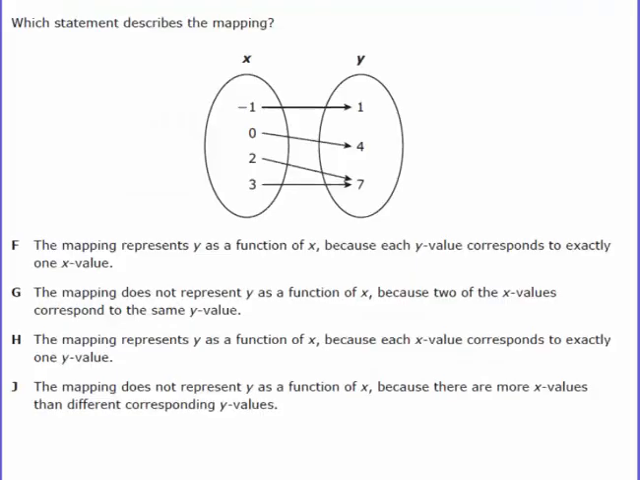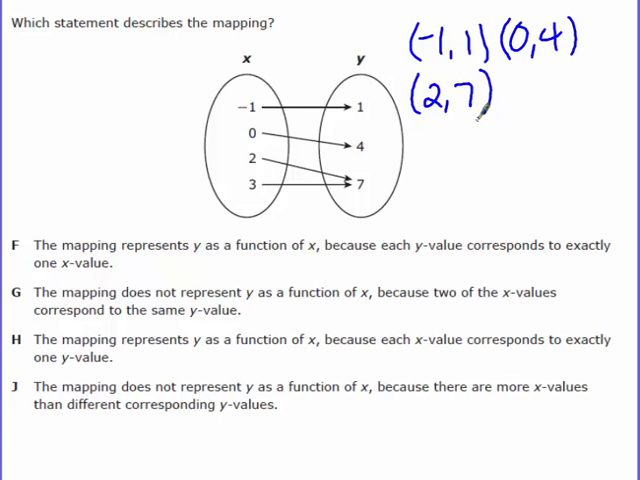Okay, now we've got one other one here that it's a little bit tougher to determine whether or not it's a function. Okay, and that's when they use something called a mapping. So a lot of times in a mapping, it helps us to actually write out the points, because that's all this is showing is a set of points. So we know that one of the points is -1, 1. Another point is 0, 4. Another point is 2, 7. And the third point is 3, 7.